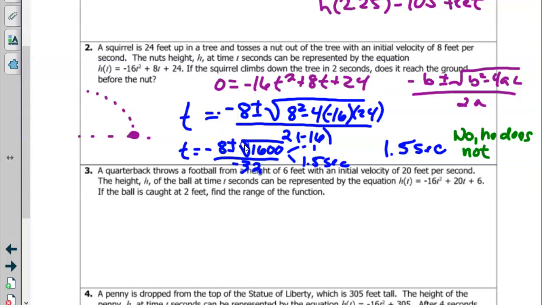Alright, you ready for number 3? Yes. A quarterback throws a football from a height of 6 feet with an initial velocity of 20 feet per second. The height h of the ball at time t seconds can be represented by the equation. The ball is caught at 2 feet. Find the range of the function. What do I do here? What are your thoughts?